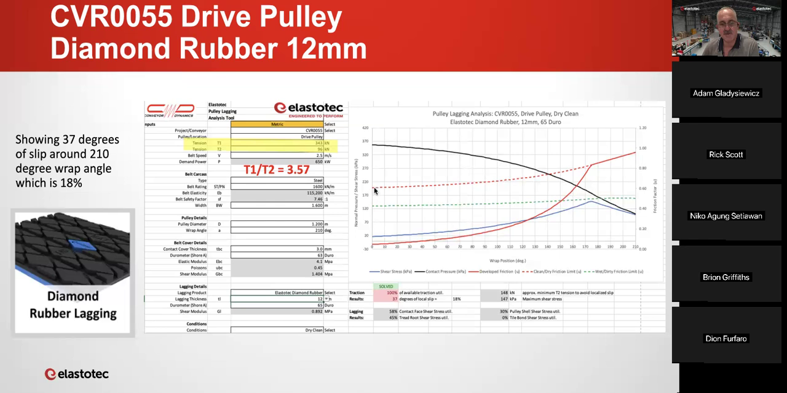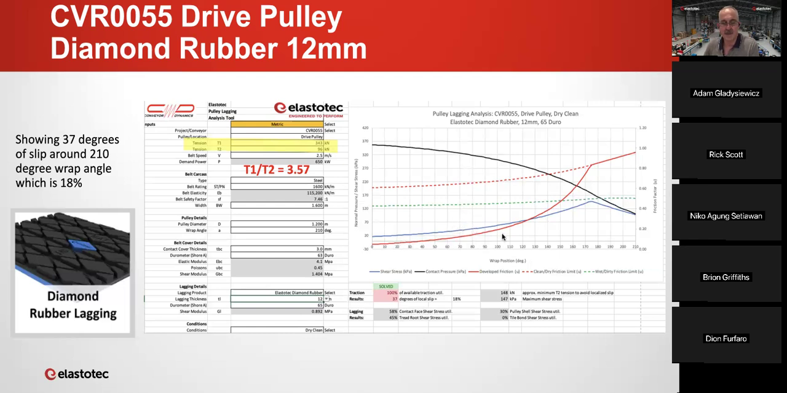Now, the graph itself, this dotted red line is the dry coefficient of friction. The dotted green line is the wet coefficient of friction. This black line is the contact face pressure. So you can see it starts off high when the belt first contacts the pulley, and it drops off as you move towards the exit. The blue line is the shear stress, the developed shear stress.